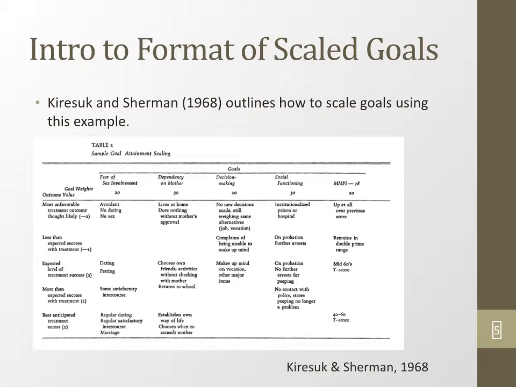This slide gives examples of how Kiresuk and Sherman scaled goals. In this example, there are 5 different goals that they are using for one client. They have scaled each goal accordingly, -2 to +2. The person selected was in the mental health population. In this example, you can see that there is a weight placed on these goals. But as was explained earlier, this is no longer needed or advised.